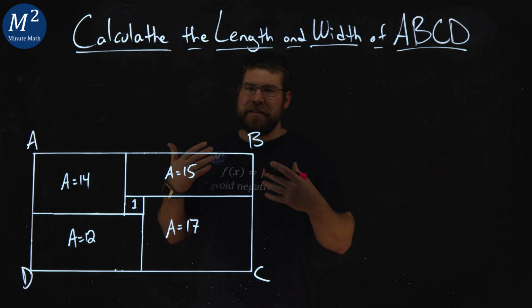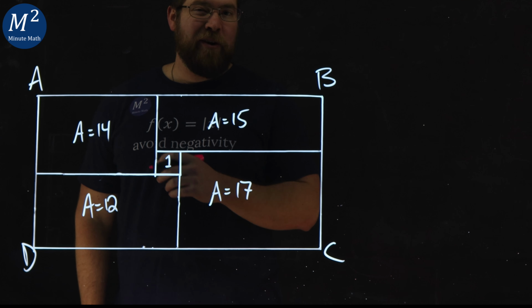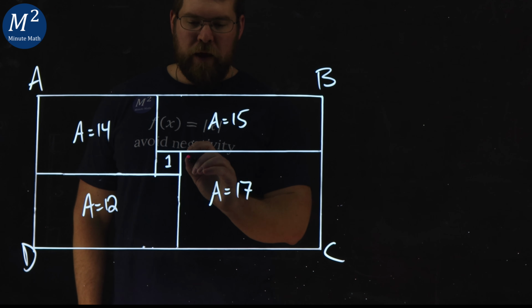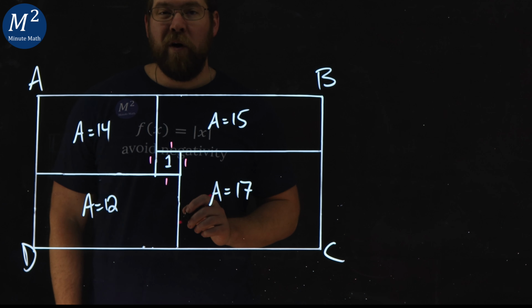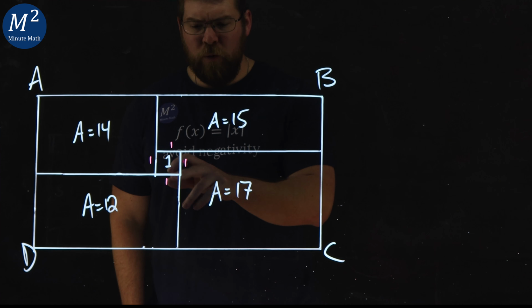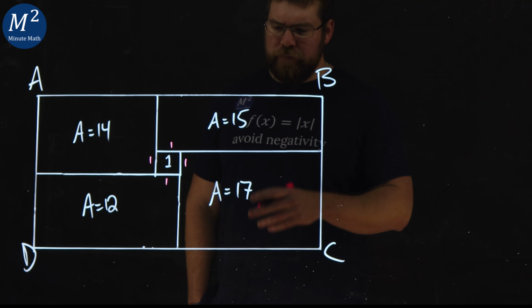All right, my first step is, I noticed the square with an area of 1 in the middle. That means all sides are congruent, so all sides will have a length of 1. 1 by 1 is 1 square, area of 1, got it.